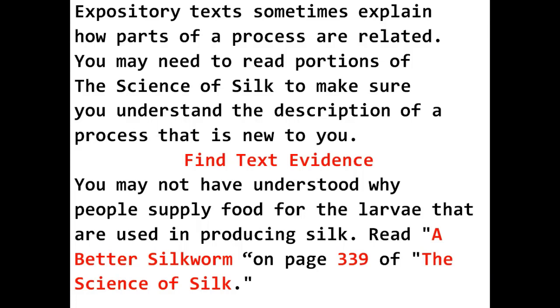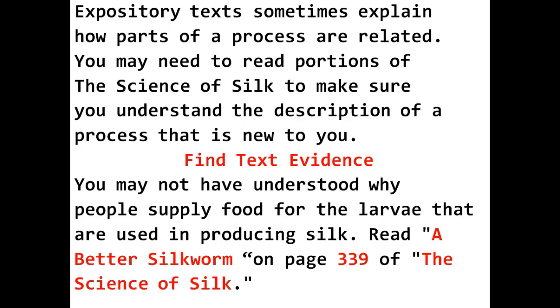Expository texts sometimes explain how parts of a process are related. You may need to read portions of The Science of Silk to make sure you understand the description of a process that is new to you. It will explain different parts and how they connect, so that you understand in a better way. Find text evidence in the lesson: you may not have understood why people supply food for the larvae that are used in producing silk.